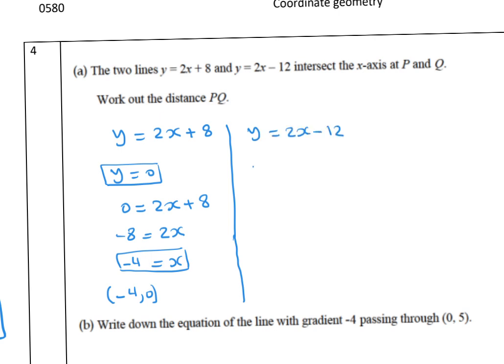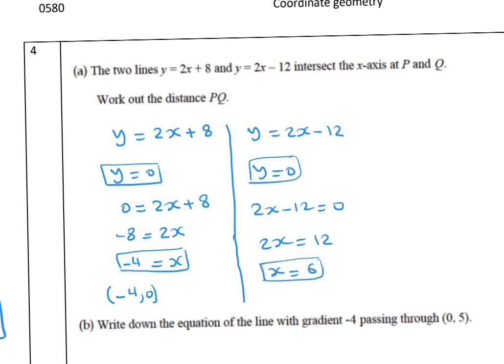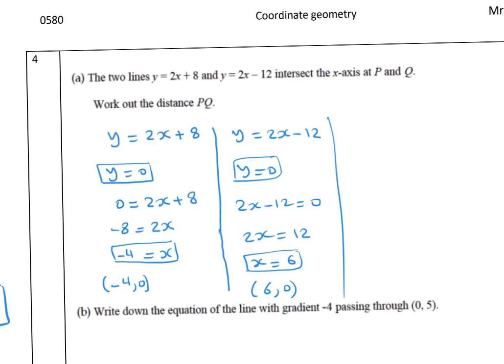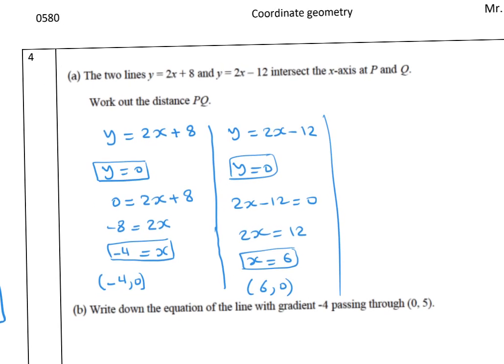The same for the second line, y equals 2x minus 12. To find the intersection with the x-axis, put y equals 0. If y equals 0, this means 2x minus 12 equals 0. So 2x equals 12, divide by 2, so x equals 6. So the point is 6 and 0. Now we need to find the distance between them, between negative 4 and 6.